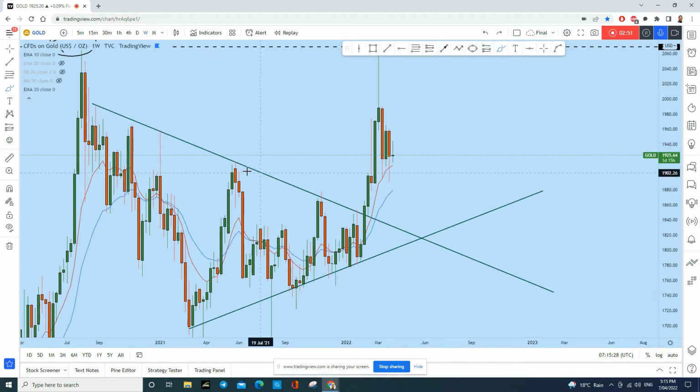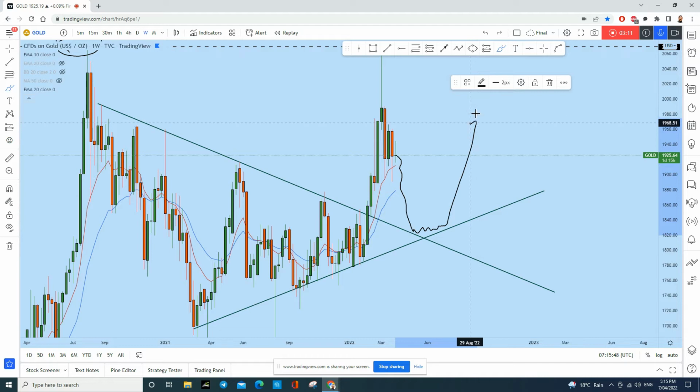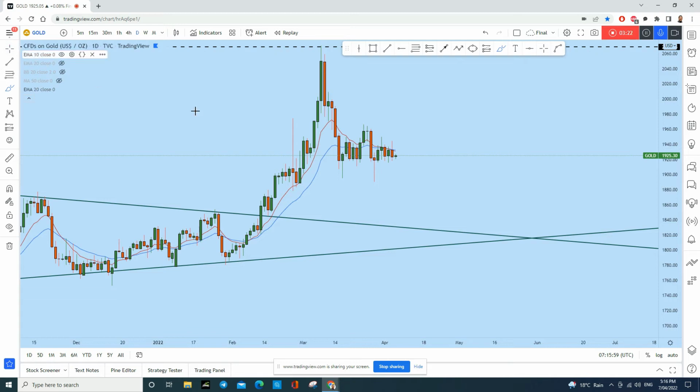So we see that this resistance so far has not been tested properly as a support, and this support also has not been tested again as a support. With that being said, gold may at some point this month break to this side and then start to move up. So with that being said, on the weekly time frame we might see a bearish move. Now let's see how the price action is forming on the daily time frame.